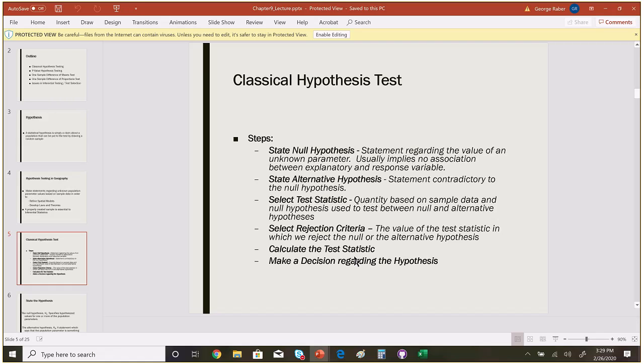Then we need to calculate this test statistic, which is often done in software, but that test statistic is the statistic that will compare the values that we're looking at, and then finally make a decision regarding the hypothesis. So we accept or reject it.